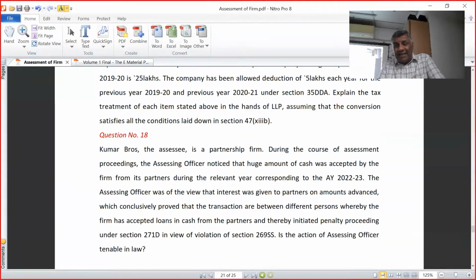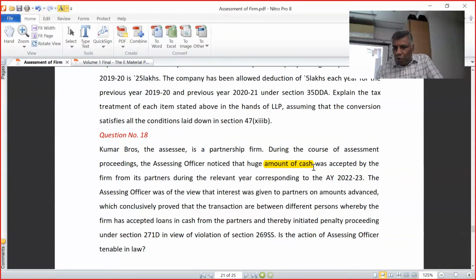Normally, 269SS will say in excess of 20,000 the transaction should only be by approved amounts. Here it is a cash, it is a huge amount of cash. Is it a violation? The answer is no. In Muthoot Financiers case, it was held it is not a violation, because firm and the partners are one and the same. Between them, you can recover whatever is the firm's liability directly from the partners, treating them jointly and severally. So between them, there will not be.